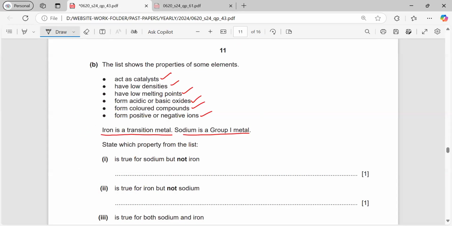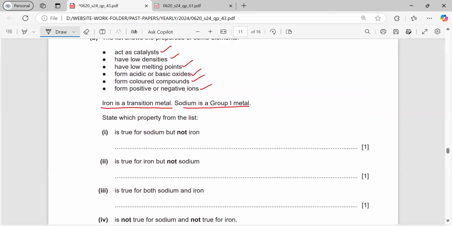State which property from the list is true for sodium but not for iron. True for sodium: low density, because sodium is in group 1 and group 1 metals are softer as compared to transition elements. They are hard. So sodium has low density. Also, we can write low melting points as compared to iron.